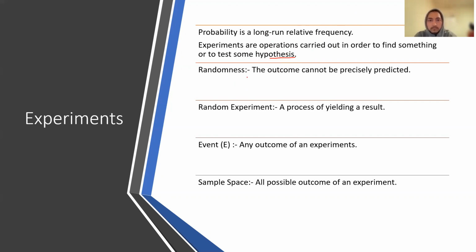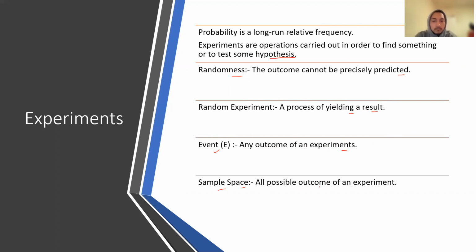And randomness is the outcome that cannot be precisely predicted. If we are not able to precisely predict the outcome, that is what randomness is, right? So a random experiment means a process of yielding a result based on the random data that we have. Likewise, an event is any outcome of an experiment. For example, we toss a coin, so the outcome can be either head or tail. So that is an event, right?